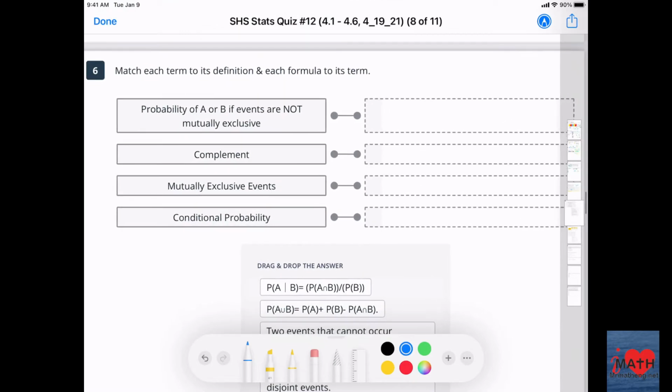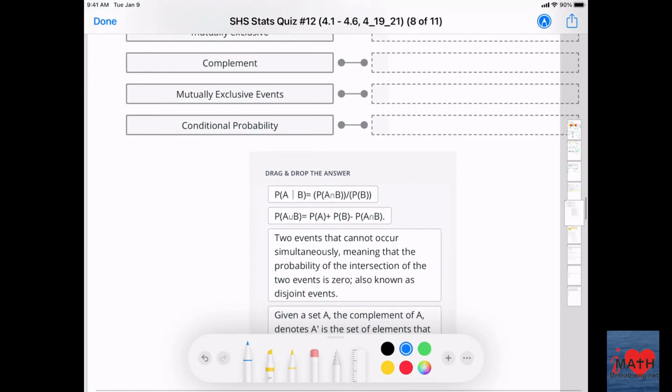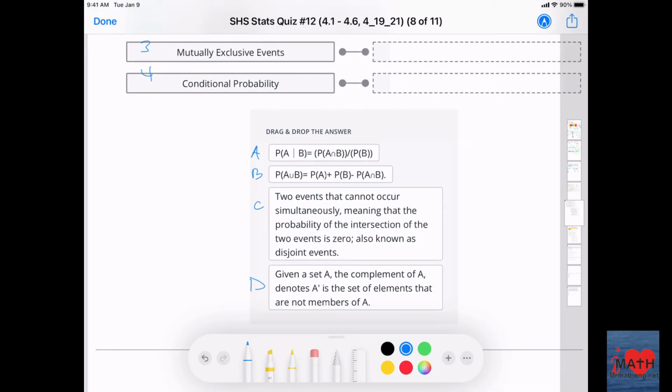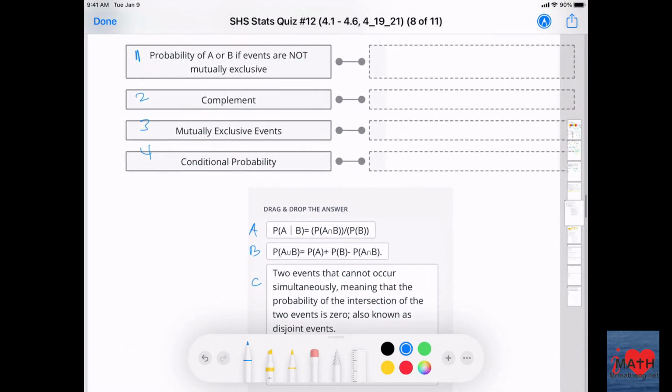All right. This problem is just match each term in this definition and each formula to its own. So I'm going to write over here, I'm just going to use numbers 1, 2, 3, 4, and I'm going to call these A, B, C, and D. Okay, which one, probability of A or B if events are not mutually exclusive. Not mutually exclusive. This is kind of like the boys, blonde, and then subtracting those that are both boy and blonde. That would actually be B. This formula down here.